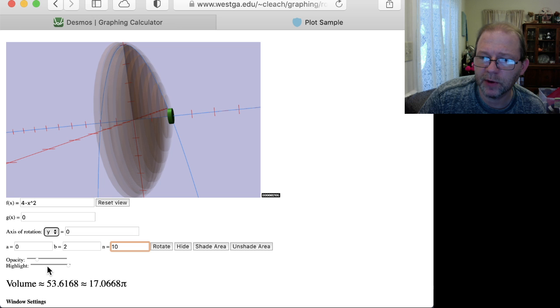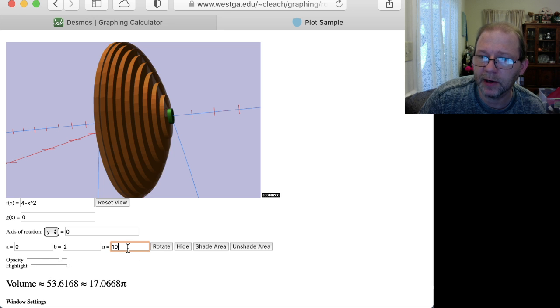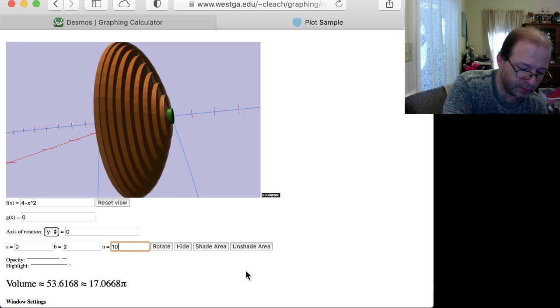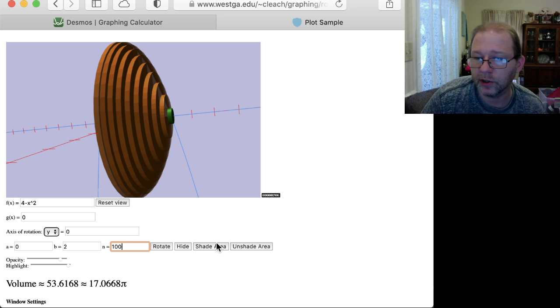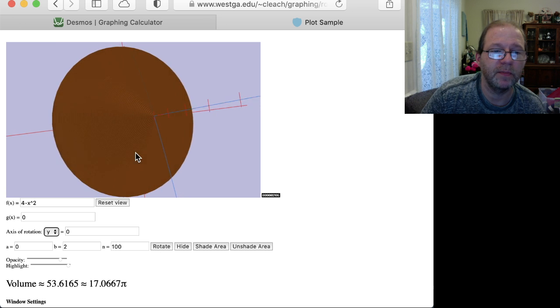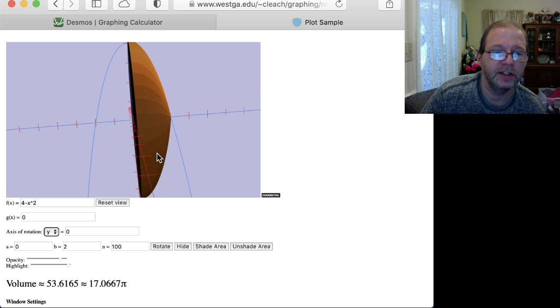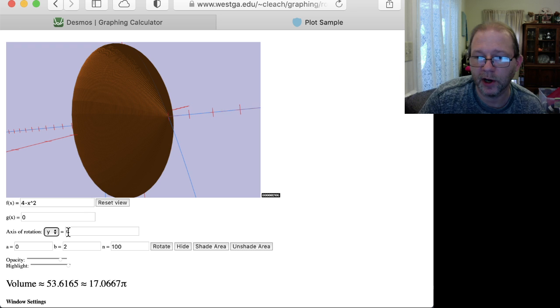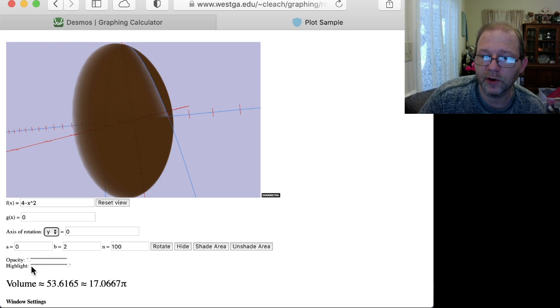Let's turn the opacity back up. If I change the number of disks, right now it's at 10, to 100 and then click rotate again, it gives us this. So we've got a bunch of disks here, and this is going to be really close to the actual volume. I can again turn the opacity down and see these things.